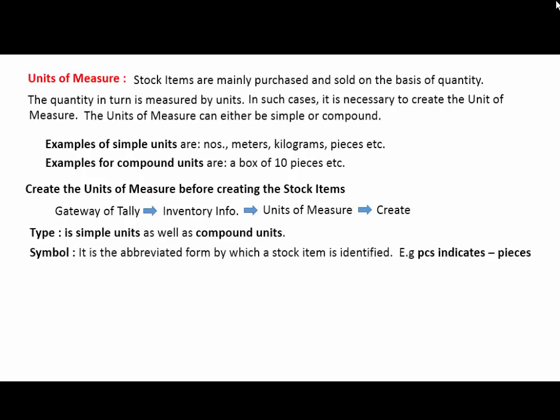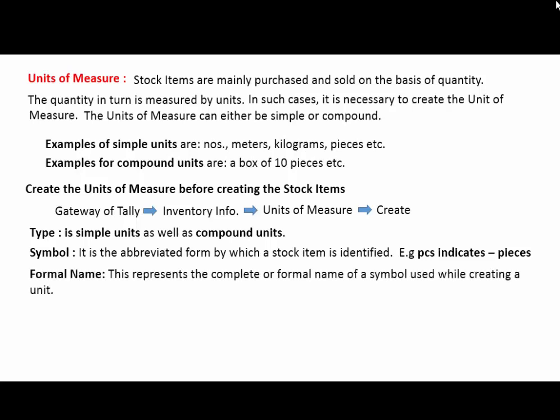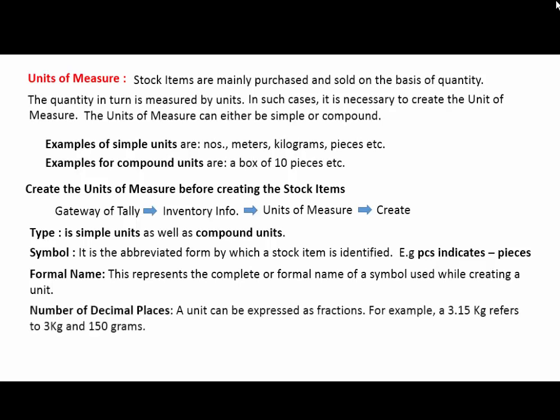In that window, the type is simple or compound unit, whichever you want. Select it, for example, simple unit. Type the symbol, that is the abbreviation of the unit, that is PCS or QTY for quantity or pieces. Formal name: pieces. Number of decimal places can be expressed as fractions, for example, 3.15 kg refers to 3 kilograms and 150 grams. For expressing numbers without decimal places, specify 0 in this option.